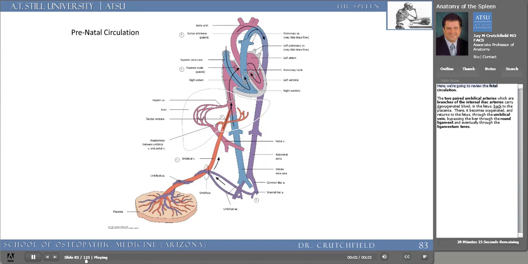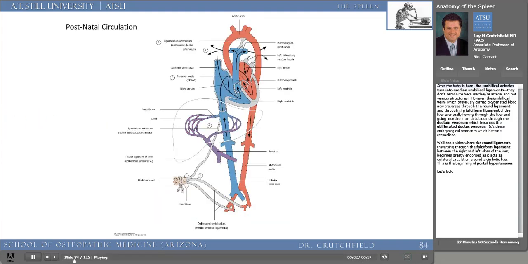Here we're going to review the fetal circulation. The two paired umbilical arteries, which are branches of the internal iliac arteries, carry deoxygenated blood in the fetus back to the placenta. Then it becomes oxygenated and returns back to the fetus through the umbilical vein, bypassing the liver through the round ligament and eventually through the ligamentum teres.